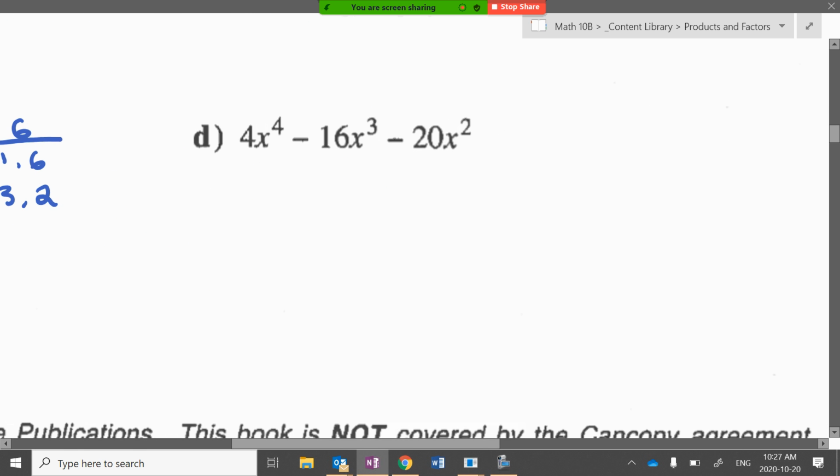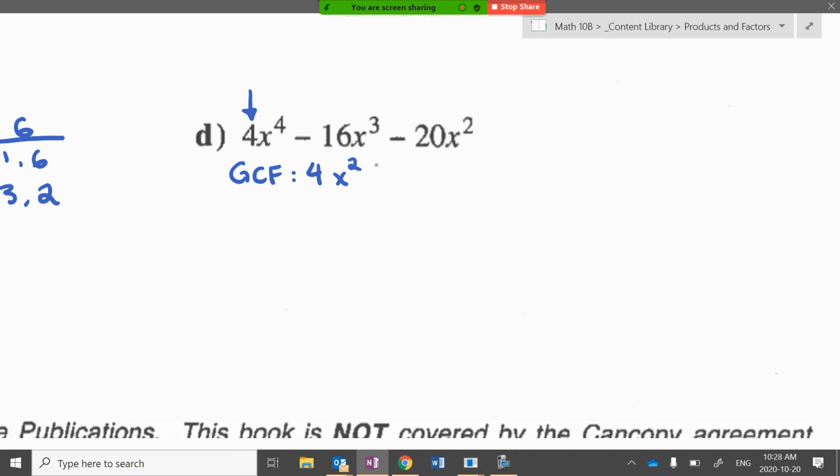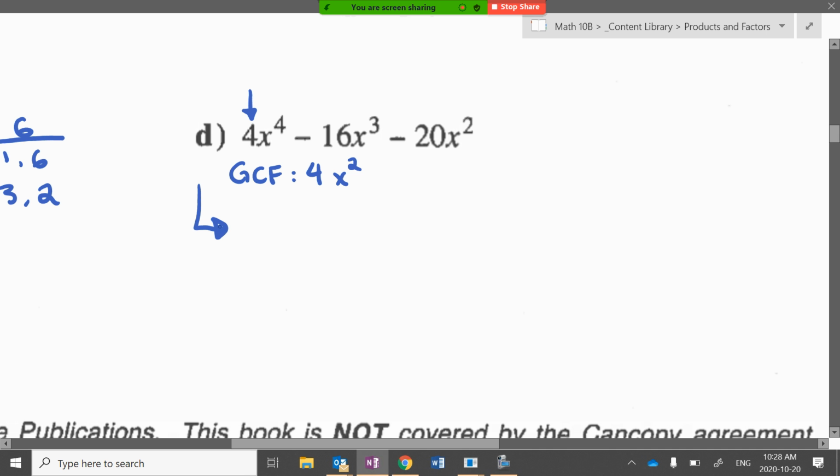Okay, let's look at D. This first term is not a 1, so there's a GCF. What is your GCF here? 4x squared. I can factor an x squared out of each term. Always take out your greatest common factor. That's going to make your life so much easier. So when I do that, I factor out 4x squared. My first term, I'm left with an x squared. Second term, I'm left with 4x. Last term, 5.